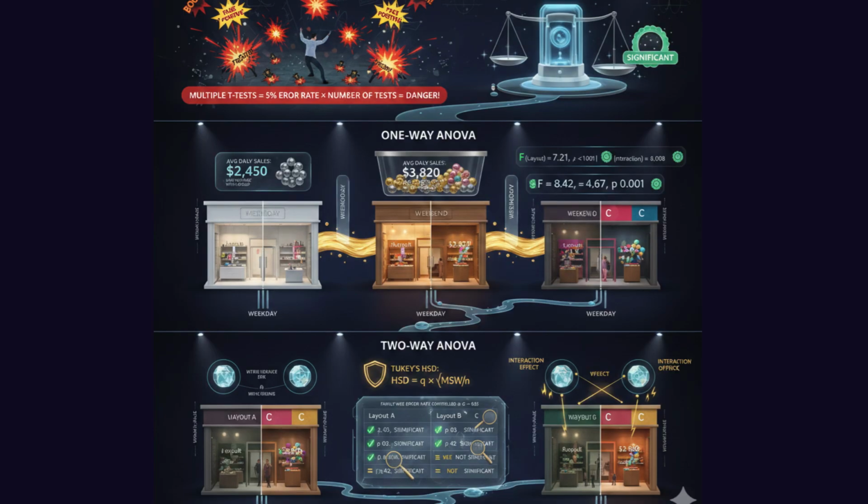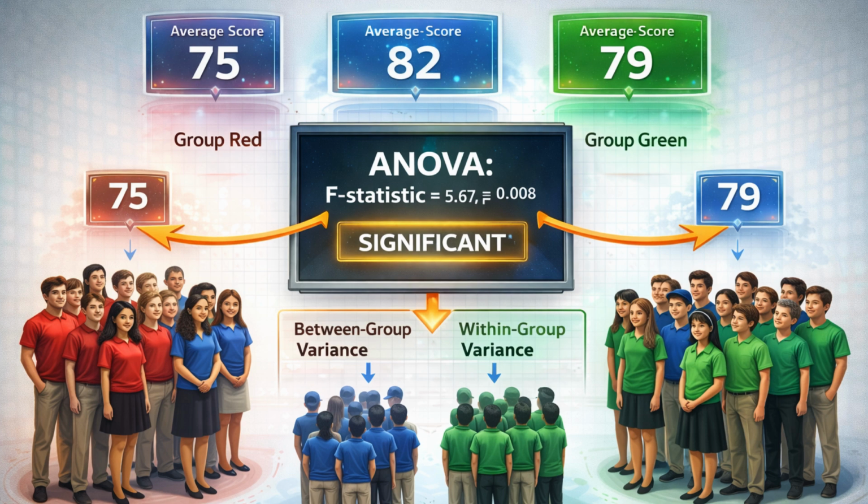Next is ANOVA, analysis of variance. To compare the means of three or more groups, we use the ANOVA. If you try to do this with multiple t-tests, you would inflate your chance of a type 1 error. ANOVA avoids this by comparing the variance between the groups to the variance within the groups. First one is one-way ANOVA. One-way ANOVA is for a single independent variable with multiple levels. For example, comparing the average sales of three different store layouts.